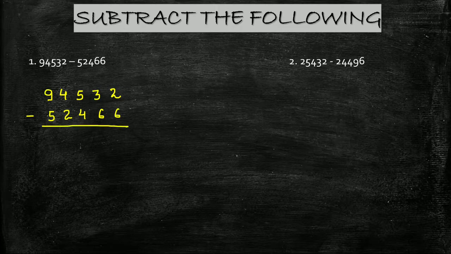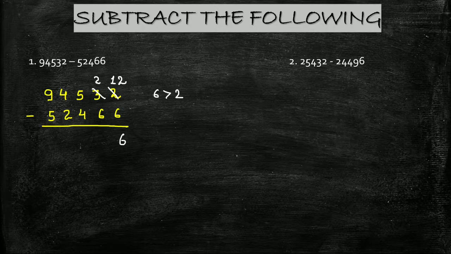Now we have to subtract these two numbers. So start subtracting from the ones place. At ones place we have 2 ones and 6 ones. We have to subtract 6 ones from 2 ones. But 6 is greater than 2, so we cannot subtract 6 from 2. That is why we will borrow 10 from the tens column, which will make this 2 equal to 12. 2 will be left in the tens column then. So 12 minus 6 is 6.